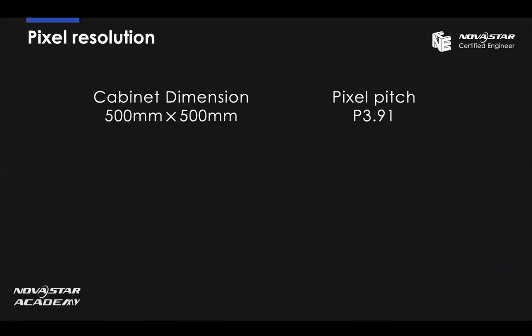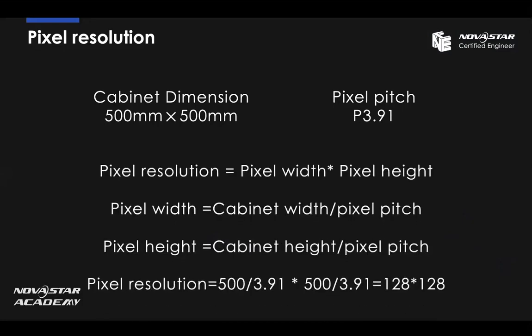We know the pixel resolution is equal to pixel width by pixel height. Pixel width is equal to cabinet width divided by pixel pitch, and pixel height is equal to cabinet height divided by pixel pitch. So after calculation, you can get the pixel resolution. For this example, I will calculate with you together. Give me a moment, I'll open my calculator.